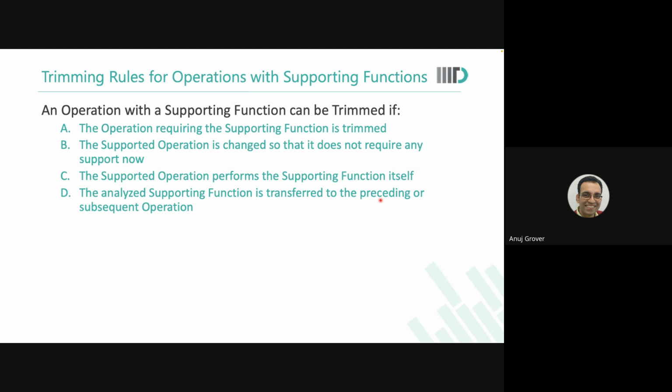So suppose instead of forging, I start to do sheet metal. That's a different way, or I start to do 3D printing. That's a different way of creating the product. Now what do I need to do? Now I clearly do not need the function of heating or forging or whatever. The supported operation performs the supporting function itself. And the analyzed supporting function is transferred to the preceding or subsequent operation. Very similar rules again. Is this clear? Just definitions. We will look at an example in just a little while.